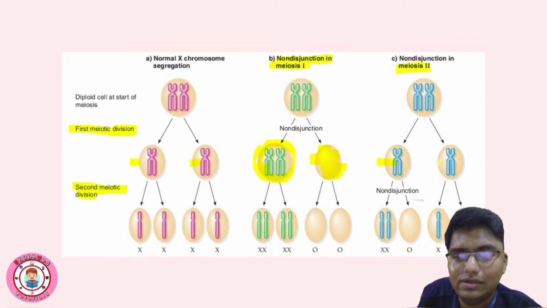As well as when non-disjunction occurs in meiosis 2, up to here the chromosomes are properly segregated. After this, the division is not proper. Both chromosomes should go into different cells, but instead we see both chromosomes in a single cell only, and this one is vacant. This is not having any chromosome. So no chromosome in the cell is said to be O. XO means another chromosome is absent; it may be one X or one Y.